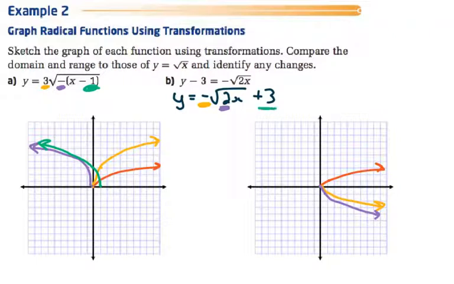Last transformation, this plus 3. It's a D, it's a vertical shift. All of our points will shift up by 3, roughly like that. And there would be our final graph.